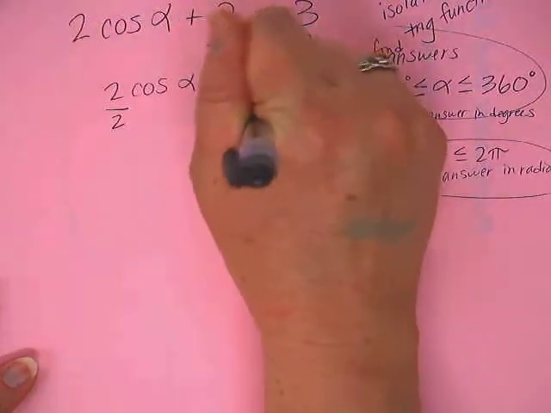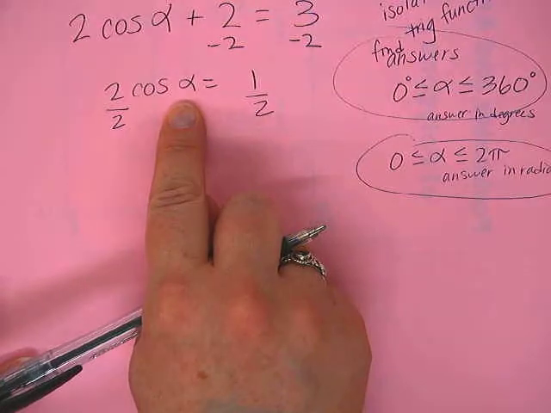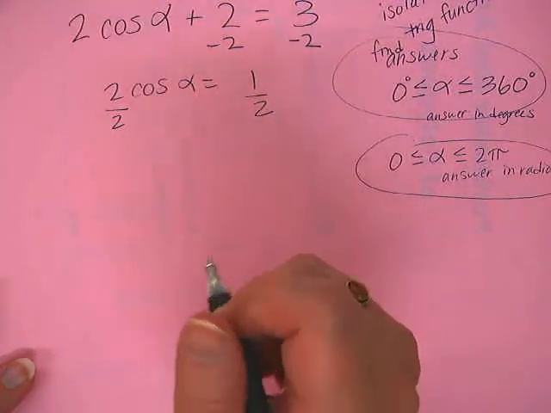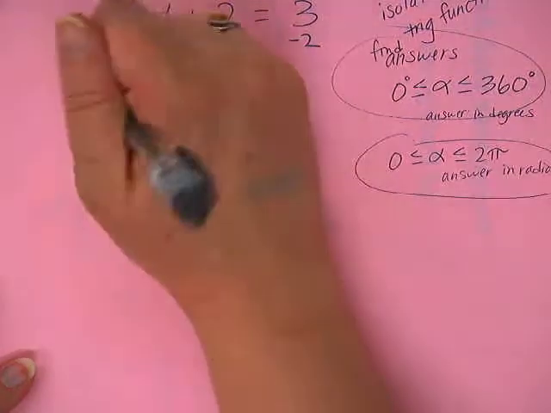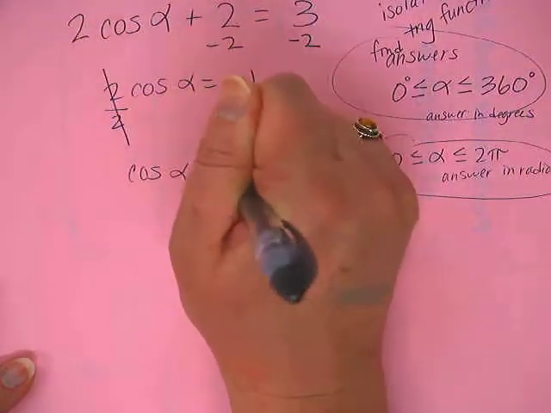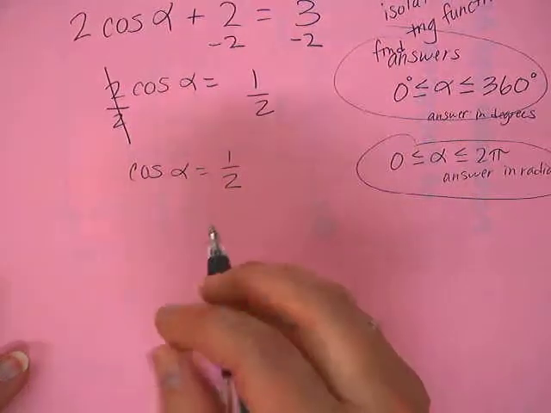What can we do with the 2? Divide by the 2. What if the 2 was in there? You can't just divide it. It's a double angle thing, and we're going to learn about that in section 4.3. Okay, so that goes away.